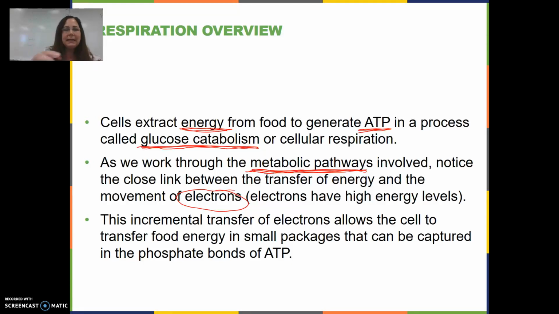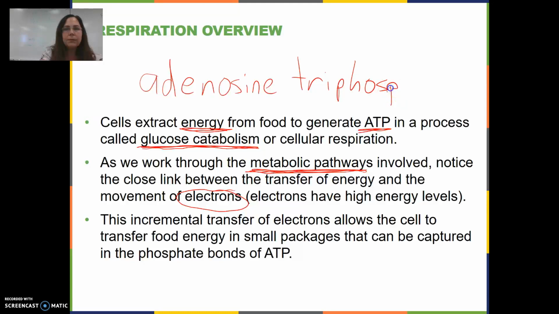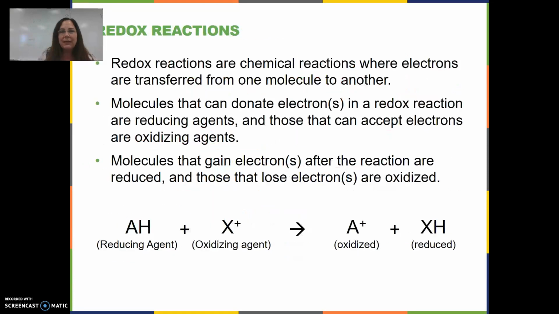ATP actually stands for adenosine triphosphate. So what that tells us is that ATP contains 3 phosphate groups attached to adenosine, and the energy comes from removal of a phosphate group.